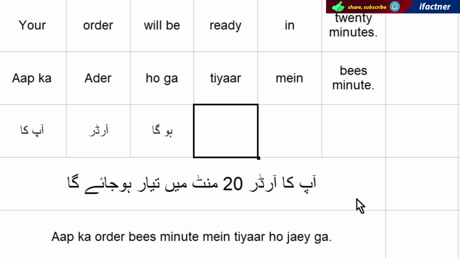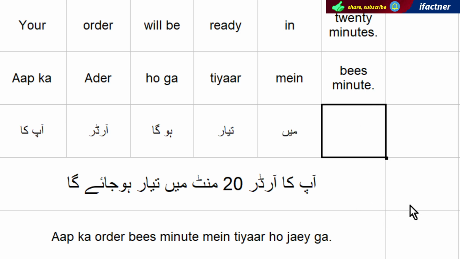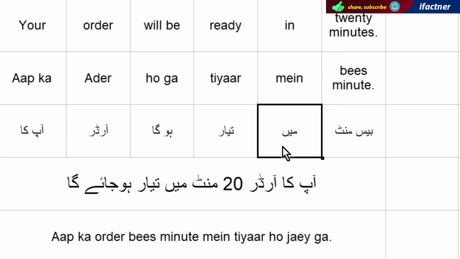तैयार is te, ye, alif, re. Mein is meem, ye, nun. So let me revise that there is a difference between मैं, which is I, and में, which is in. Bees can be written as be, ye, seen, bees, and minute are meem, noon, te, 20 minute. आपका ऑर्डर होगा तैयार में 20 मिनट.